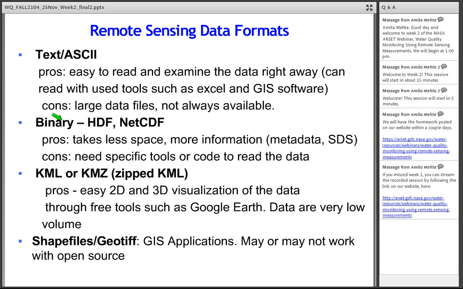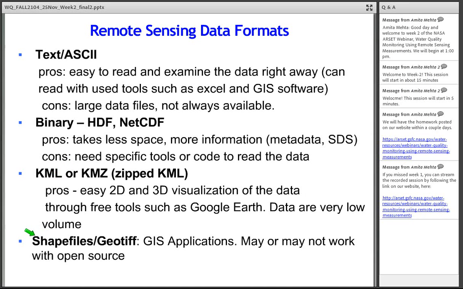They're not readable like ASCII files. There are KML or KMZ files available. These are mostly for visualizing data, and they can be used with Google Earth. So they are easy to quick look at any data. There's also a low data volume, so these are good to quickly monitor, quickly look at any images.